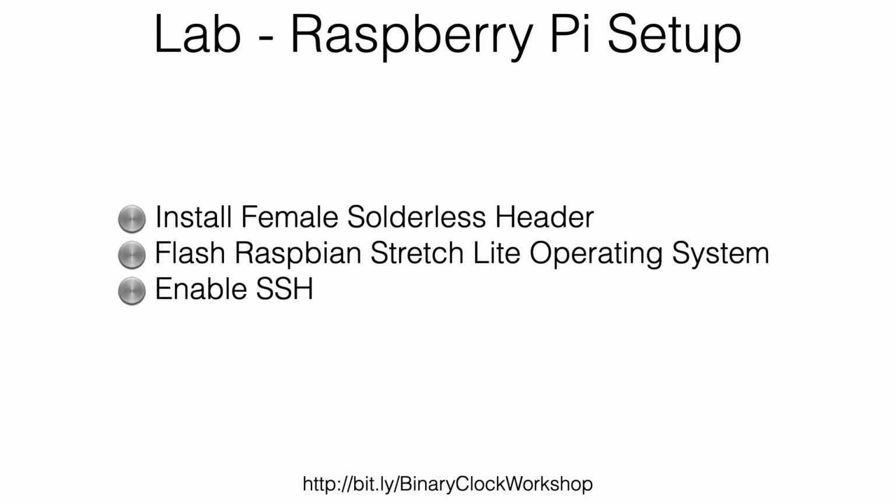For the Raspberry Pi setup, we are going to install the female solderless headers. We are going to flash the Raspbian operating system to the micro SD drive, and we are going to enable SSH so we can remote into the Raspberry Pi. If you received a kit from me, I've already completed all of these steps for you, and then you'll just want to go through this so you can see what I've done for you. However, if you've acquired all these supplies yourself, this is a very important lab for you to go through, because the rest of the labs build on this.